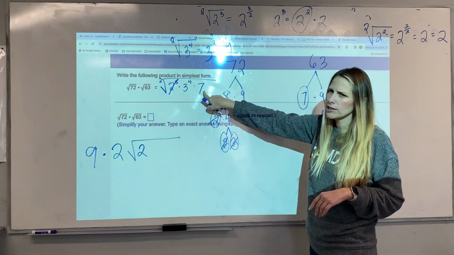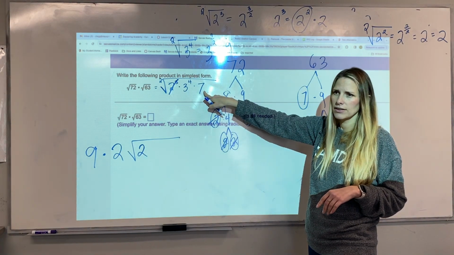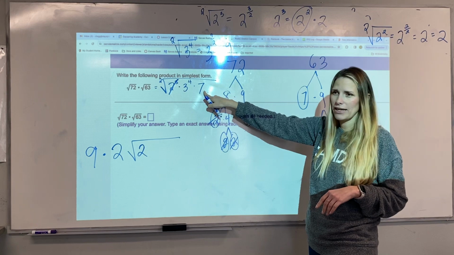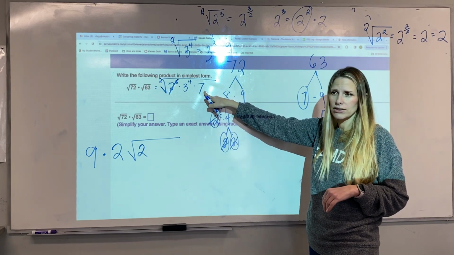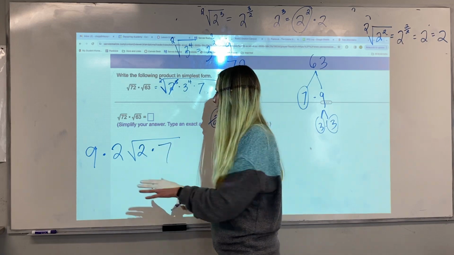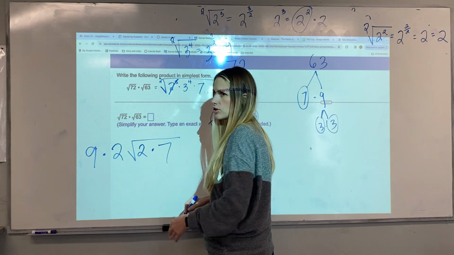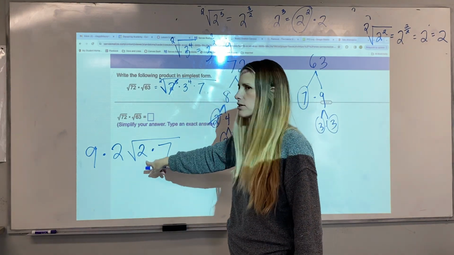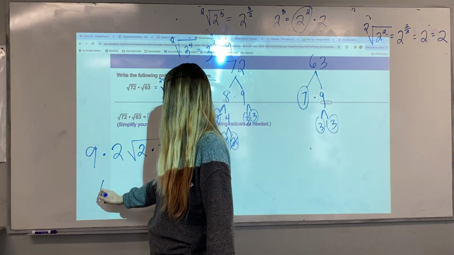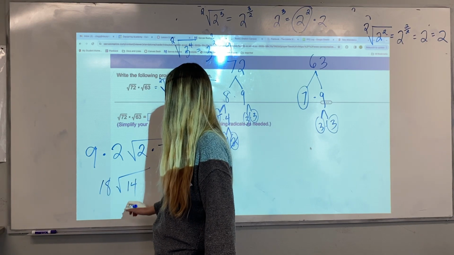Despite all my rage, I'm still just a radical cage. Okay? Can the 7 do anything to get out of the radical cage? No, poor little 7. So we've got the free birds and the birds in the radical cage. That's it? Okay, yep. So it's 18, radical 14.